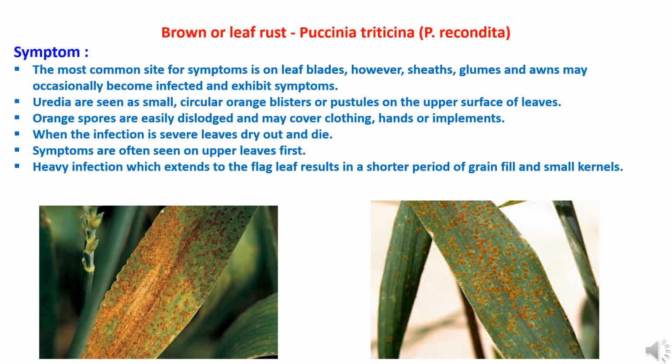When the infection is severe, leaves dry out and die. Since inoculum is blown into a given area, symptoms are often seen on upper leaves first. As plants mature, the orange urediniospores are replaced by black teliospores. Heavy infection, which extends to the flag leaf, results in a shorter period of grain fill and small kernels.